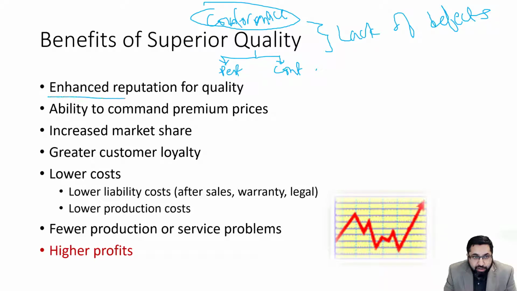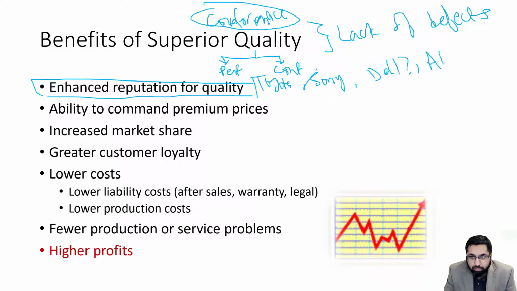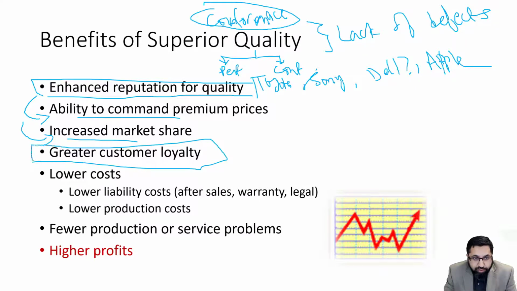So if you don't have defects, you have an enhanced reputation for quality. Think of companies like Toyota, Sony, perhaps Dell, and Apple for sure. These companies are known for quality, and so sometimes they're able to charge a premium for their product or sell a lot of product to get volumes. This can lead to increased market share and the ability to charge premium prices, and greater customer loyalty. If customers find something to be of high quality, they tend to stick to it.